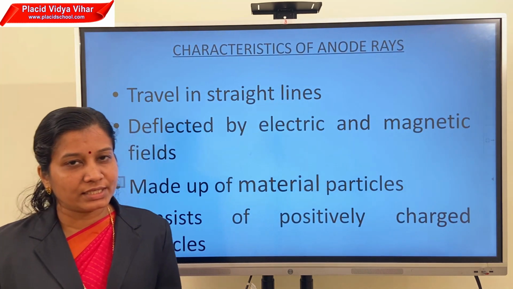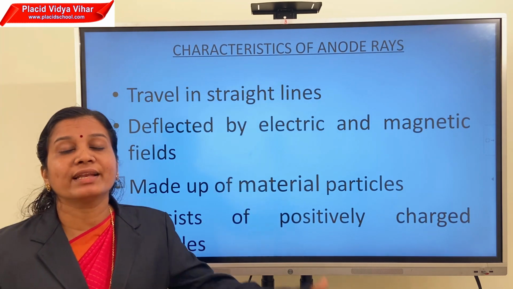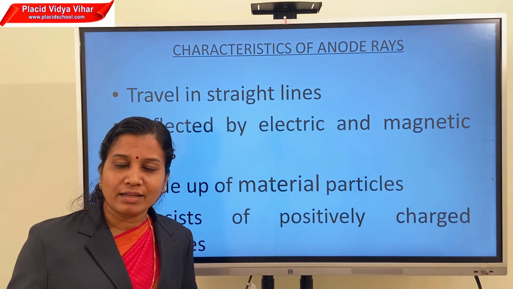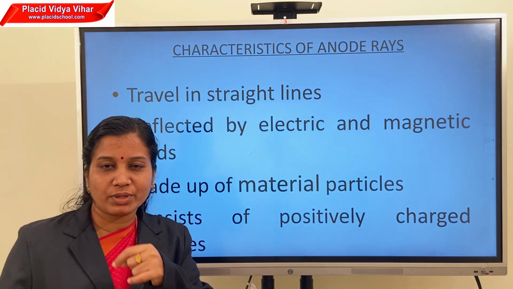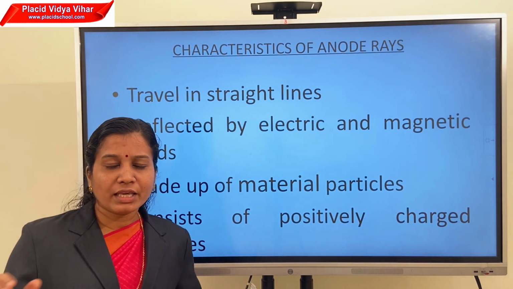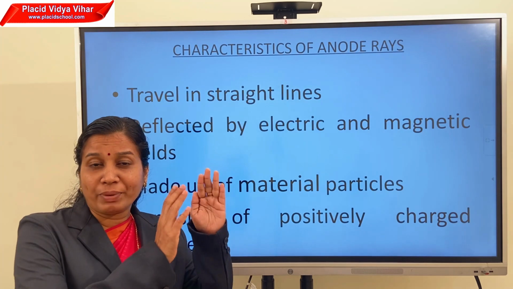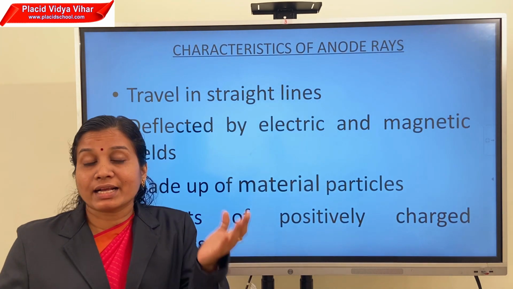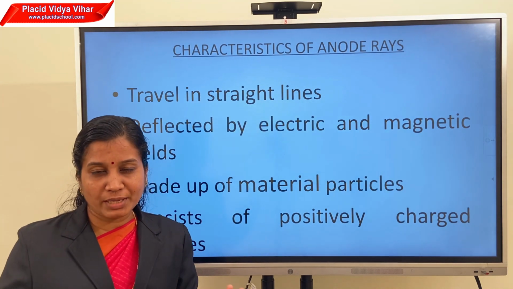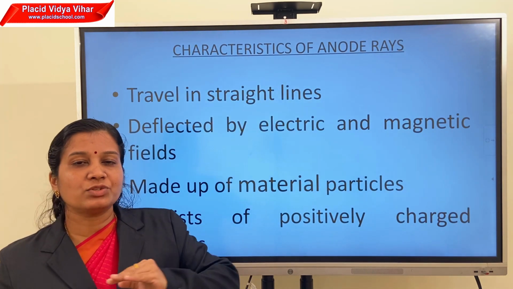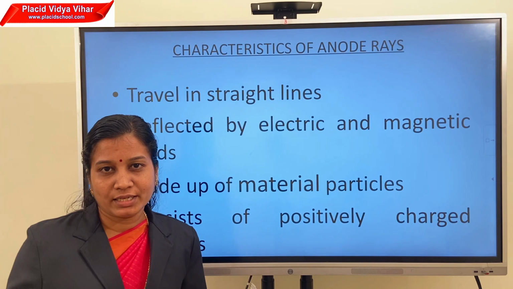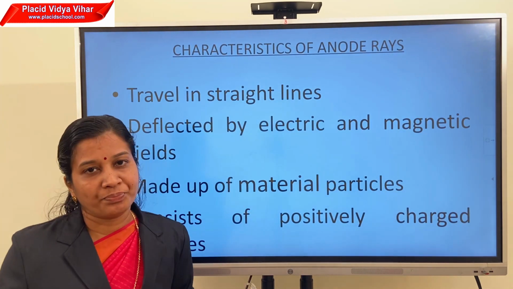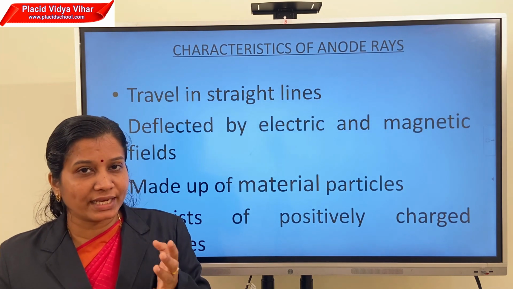The first point, it travels in straight lines. So how can we say that it travels in straight lines? That also you studied in the cathode ray. What is that? If we place an opaque object in the path of this anode ray, it casts its shadow. So from that we can say that it travels in a straight line. So that is the first point about the properties of this anode ray. Okay, it travels in a straight line.